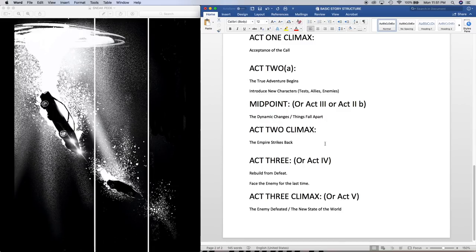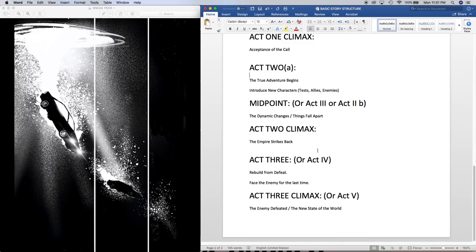And then we go into Act 3, which is the same thing here, or it's Act 4, right? Because this is Act 3 here, then this is Act 4 now. Same beats we went over before: the rebuilding from the defeat and facing the enemy for the last time.